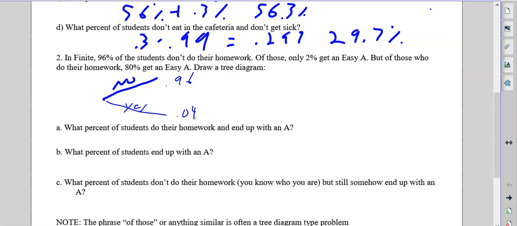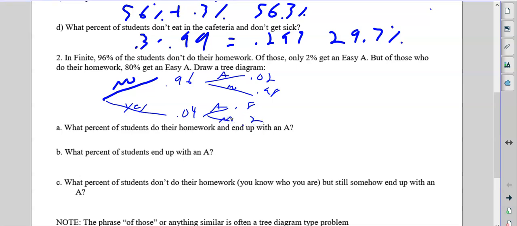Now, of those who don't do their homework, only 2%, 0.02, get an A, the easy A. That means 0.98 of those do not get the easy A. But of those who do their homework, the 4%, 80% get the A, which means 20% do not.